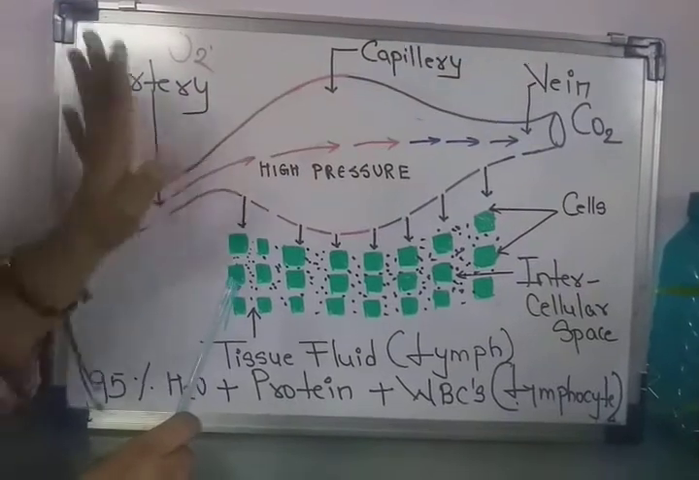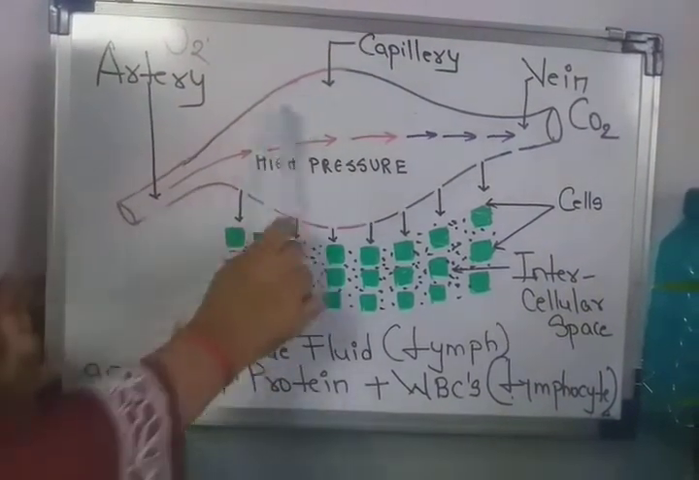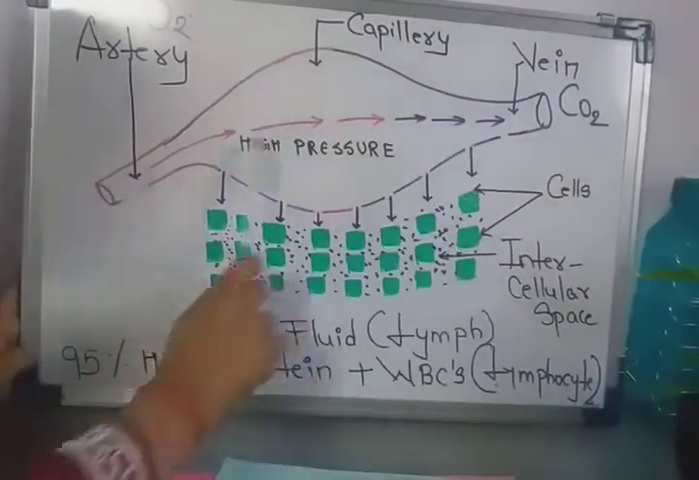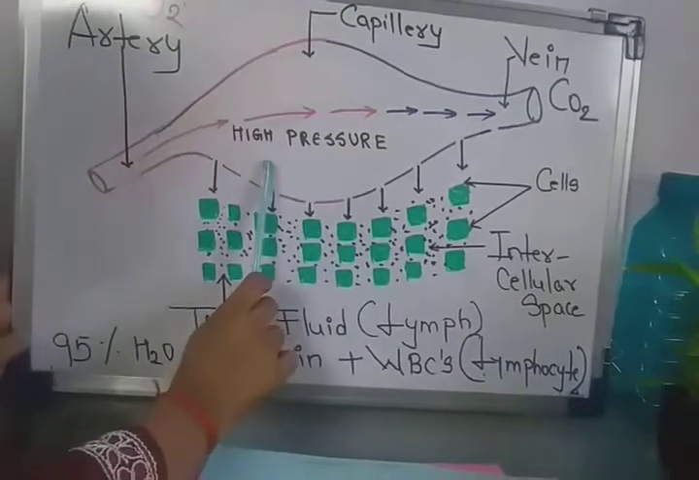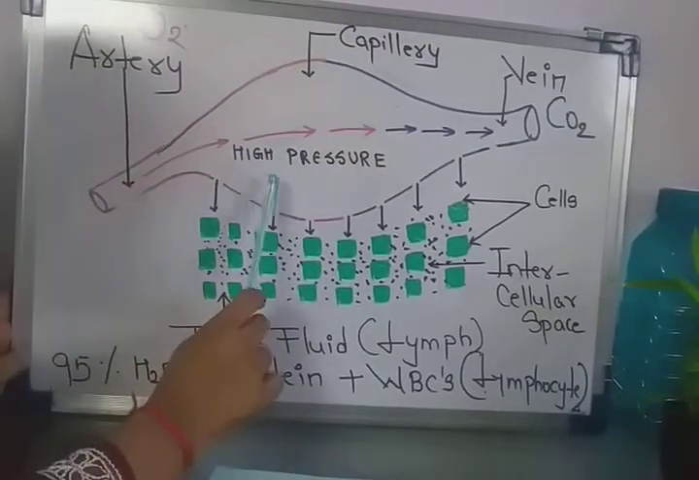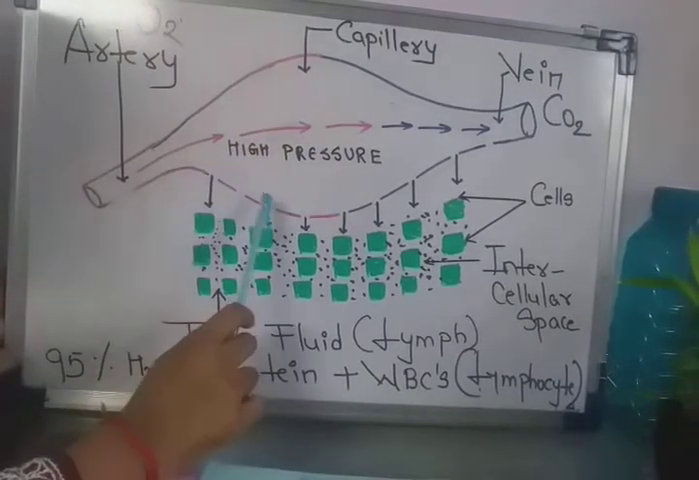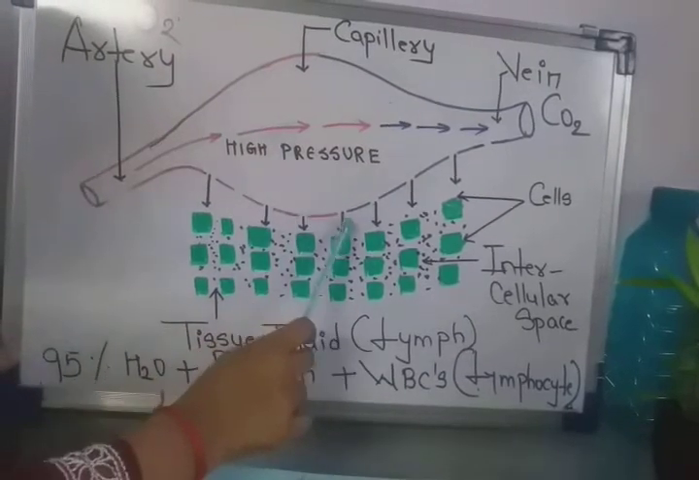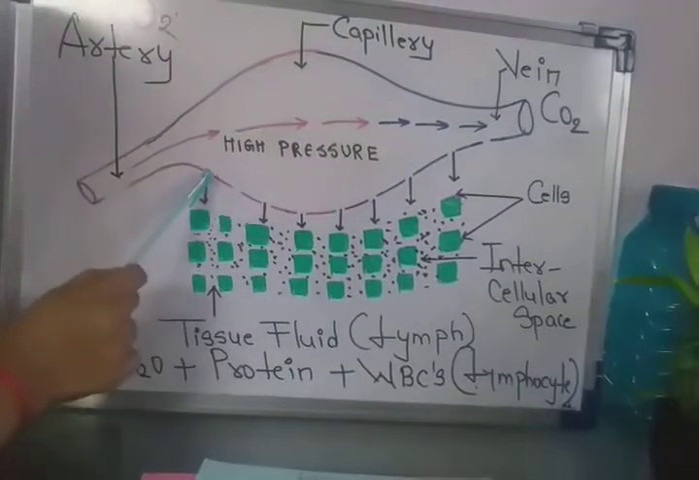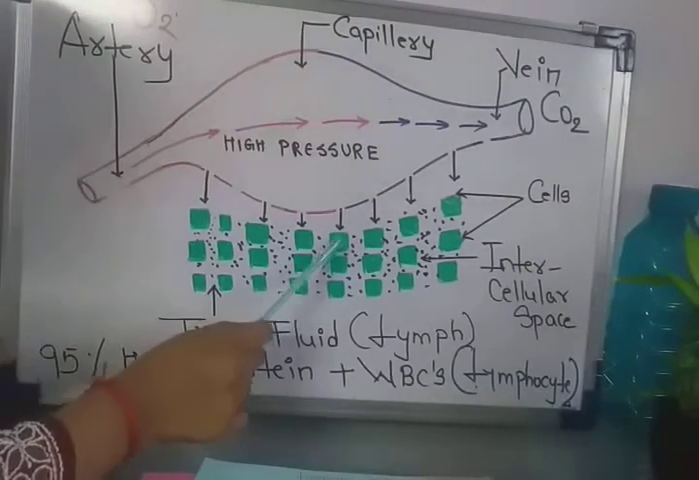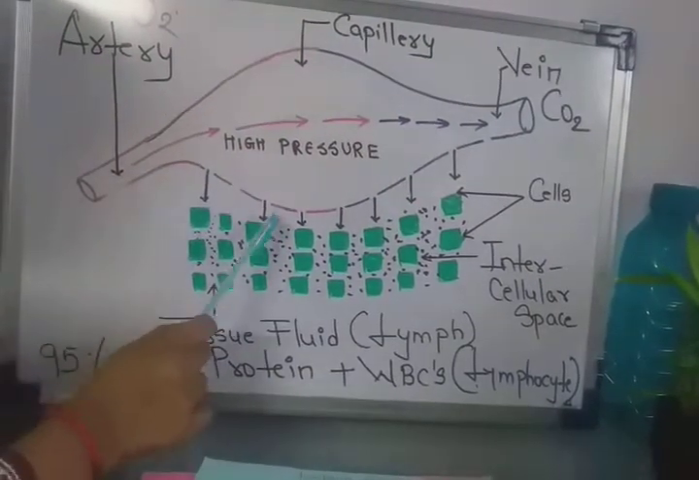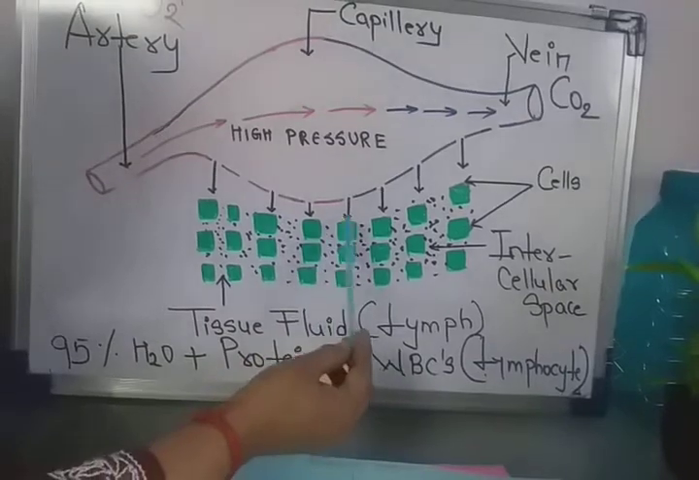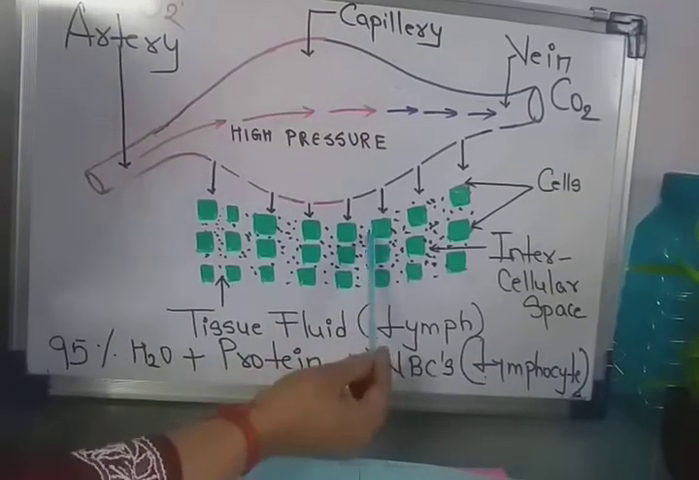Now here the case is a little bit different. We need to understand certain things in this region, what is happening over here. When the blood is moving, the pressure of the blood is much higher. Due to this pressure, there are chances that some of the constituents of the blood may ooze out through the pores present in the capillaries. When they ooze out, they get deposited in the spaces in between the cells.